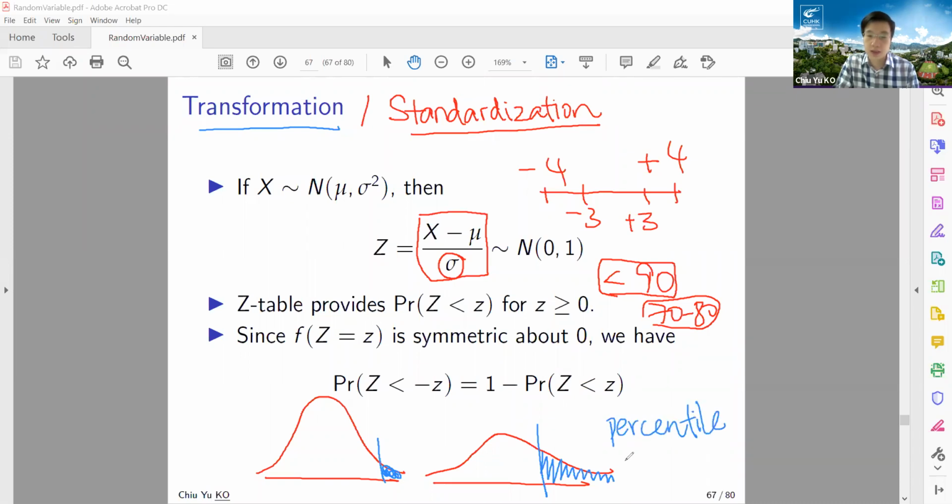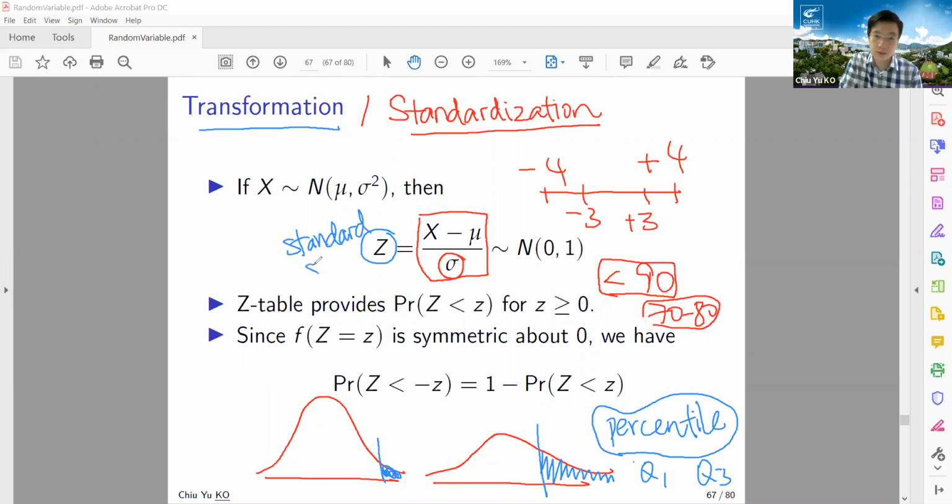Or I can see whether it's above his median, above his Q1, above his Q3, and so on and so forth, right? But this is more straightforward for the calculation. So this is what we call the value minus the mean over the standard deviation. It is sometimes called the standard score. Okay.